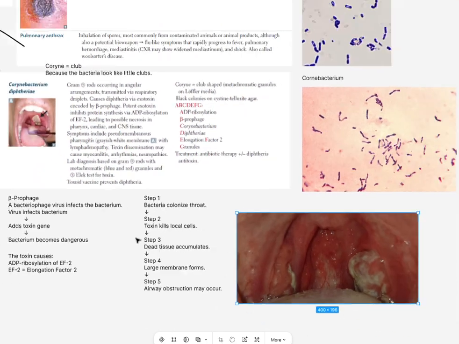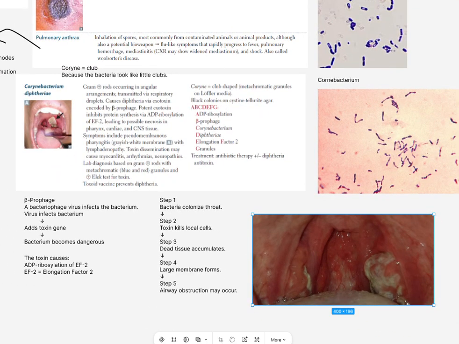What else can I tell you about this? Remember that the pseudomembrane itself is made of dead cells, fibrin, inflammatory cells, and bacteria. Why is it dangerous? Remember, whenever you try to remove the pseudomembrane of Corynebacterium diphtheriae, it bleeds. Why does it bleed? Because it's very tightly attached.